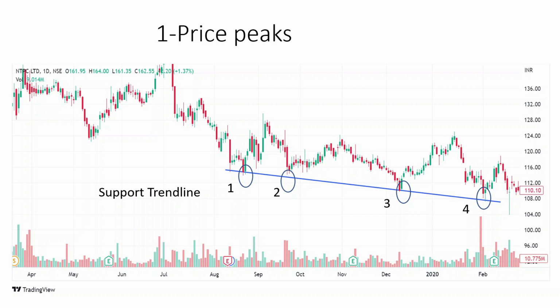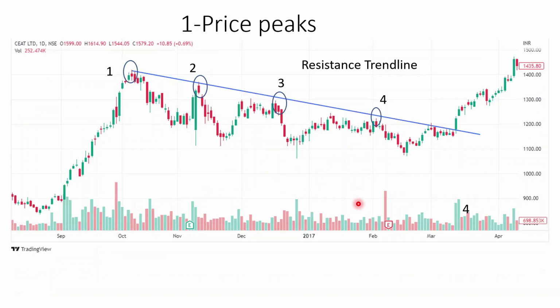First one, price peaks. Here you can see the trend line is drawn by joining the lower points of the candlesticks, or we can say from this level the stock is not going down. So we are joining 1, 2, 3, 4 peaks and we are creating a support trend line. Now similarly we can observe one more stock, and here the stock from some reference line is not moving upside, so it is resisting. So we are joining peaks 1, 2, 3, 4 and we are creating a resistance trend line.